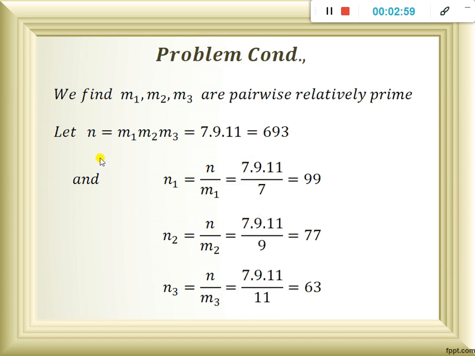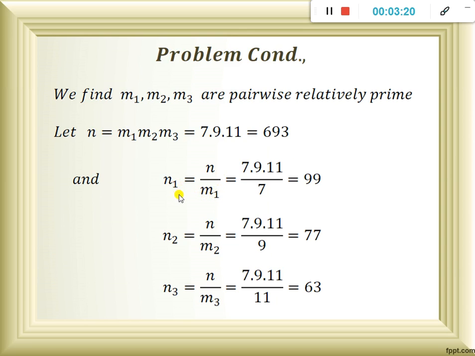Now I'm going to find the n value with the help of this. Just multiply m1 into m2 into m3, and you will get the n value. Multiply m1 with m2 and m3, and through that we find the n value. So what is the n value here? 693. Now the general formula is ni equal to n by mi.